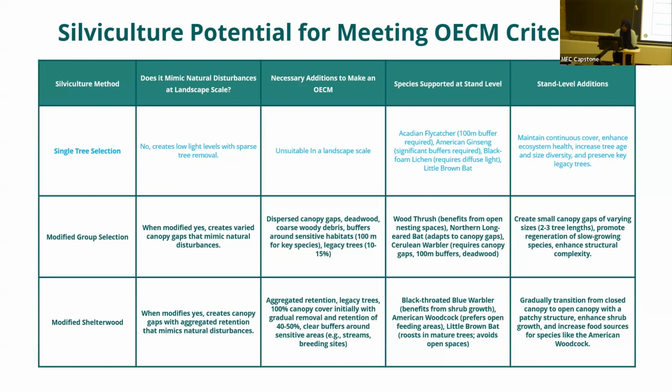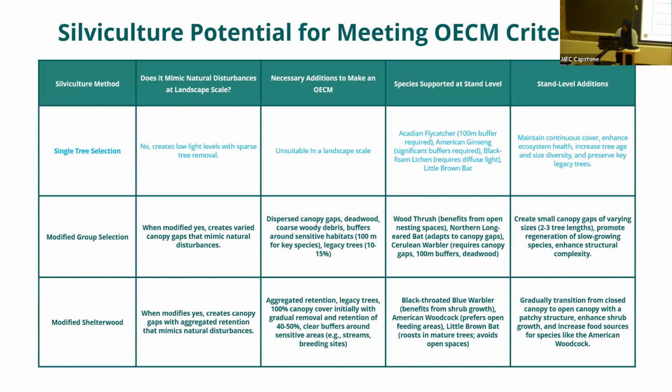Single tree selection first creates low light levels with the uniform removal of trees and can cause numerous downsides such as low regeneration, low heterogeneity, and most notably the loss of ecological legacy, which eventually can create simplified degraded landscapes. Because of these reasons, single tree selection is most notably not suitable for OECM classification on a landscape scale. While single tree selection was not suitable for mimicking natural disturbances, the other two methods, when modified, do have the potential to effectively emulate these disturbances and conserve the overall ecosystems of these forests.